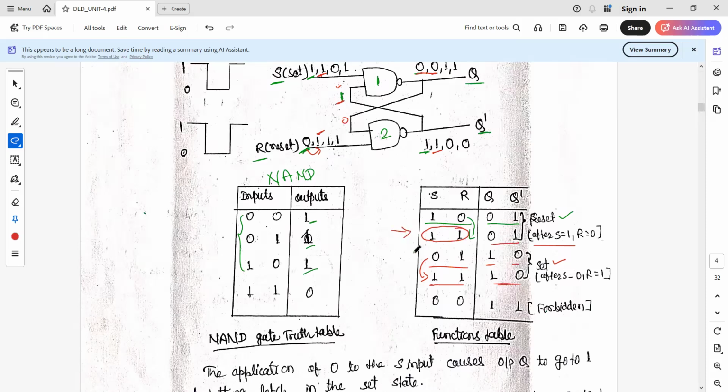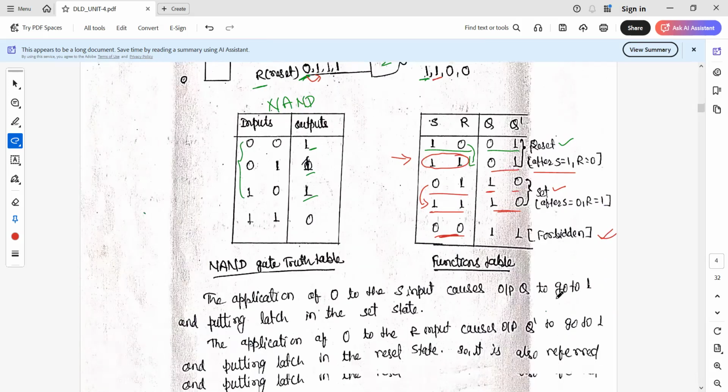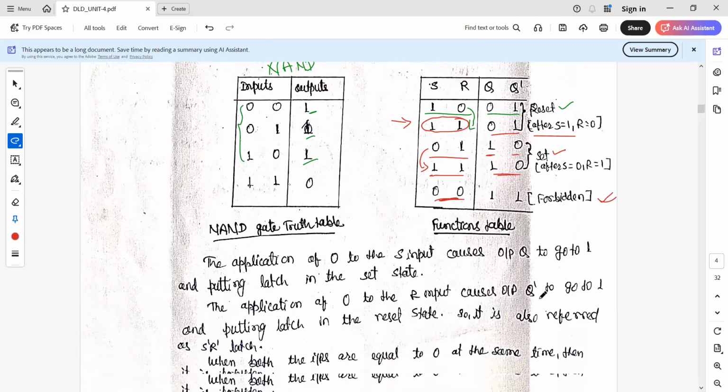So for NAND gates, by default both inputs will be 1, 1 until we apply the data input. And when both inputs are 0, 0, I mean NAND gate 1 has input 0 and NAND gate 2 also has input 0, what will happen here? Both have one input as 0, so both outputs are going to become 1. That is not acceptable. That will be called the forbidden condition.